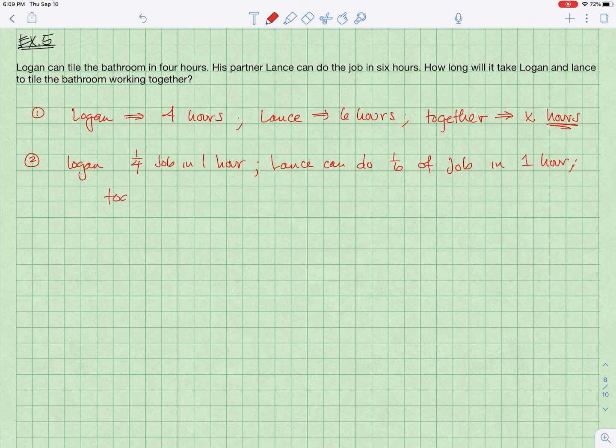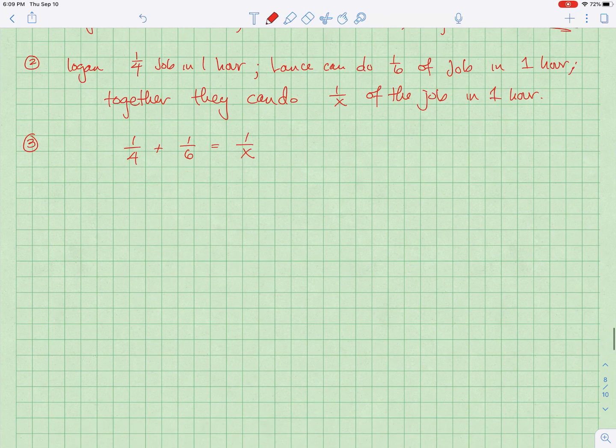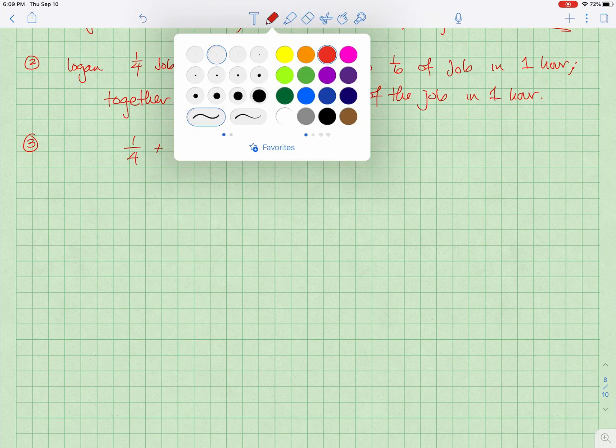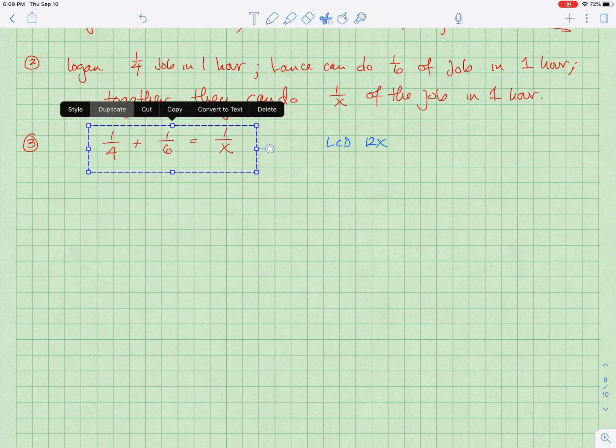Together, they can do 1/x of the job in 1 hour. So step number 3, we'll set up our equation. Whatever Logan can do in an hour plus whatever Lance can do in an hour totals or is equal to whatever they can both do in a single hour. And so here we have an LCD of 12x. So let's get started on solving this.